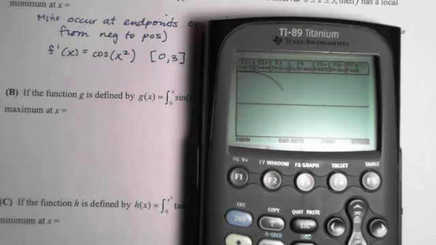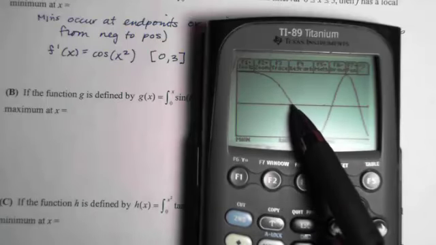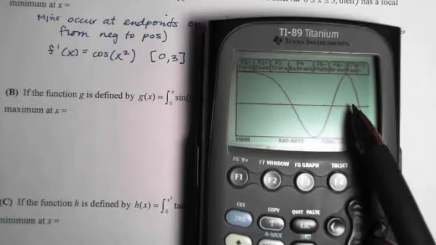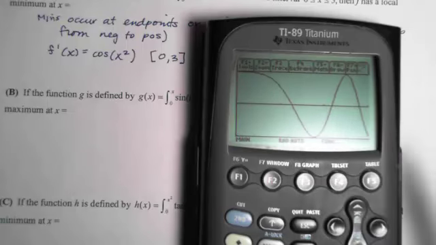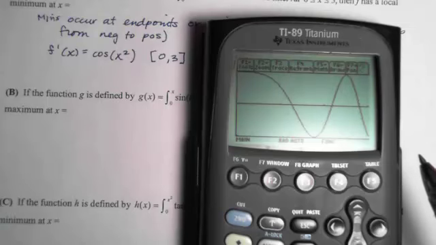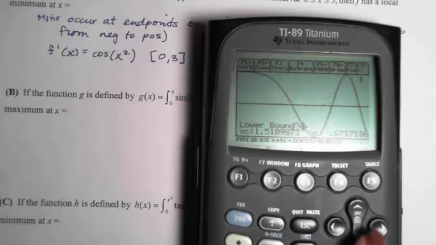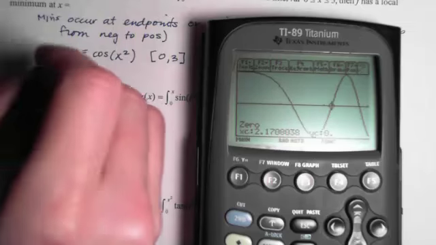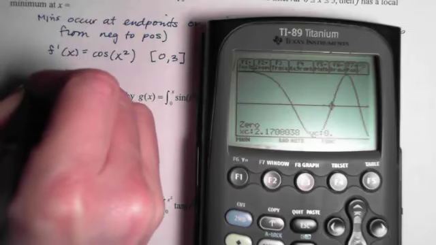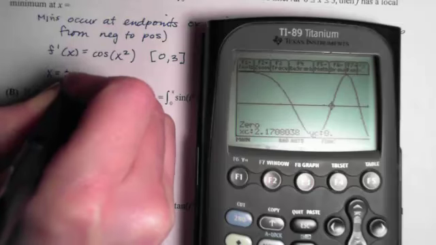Now remember, we're looking for where it crosses the x-axis and where it changes from negative to positive. Looking at this picture, we can see that we have a maximum here, then a minimum, then another maximum. So the only location for an interior minimum will be this one right here. So I'm going to find that zero. I'm currently on the left of it, then I'll move to the right, and I can see that I have one minimum at x equals 2.171.